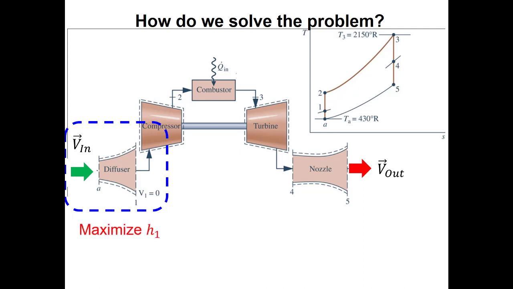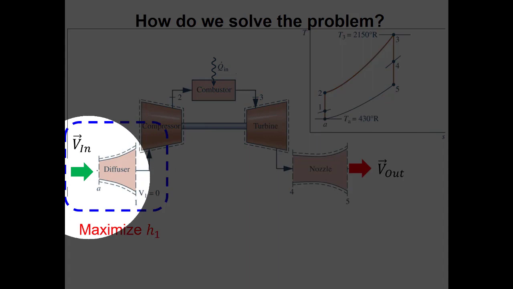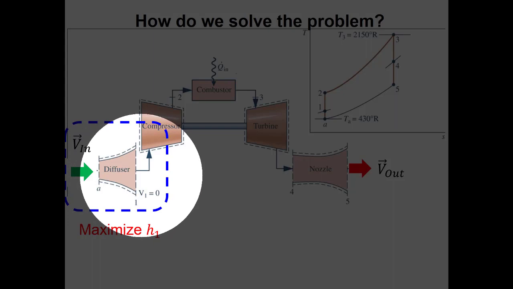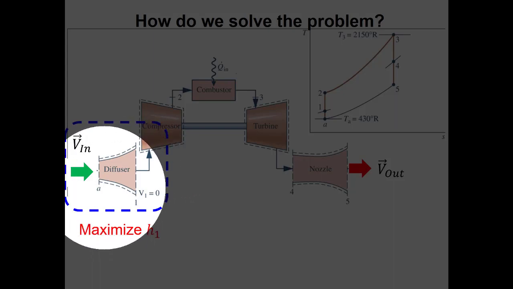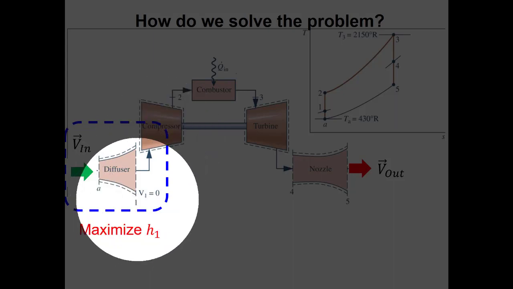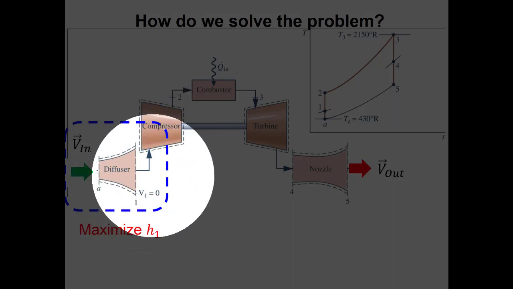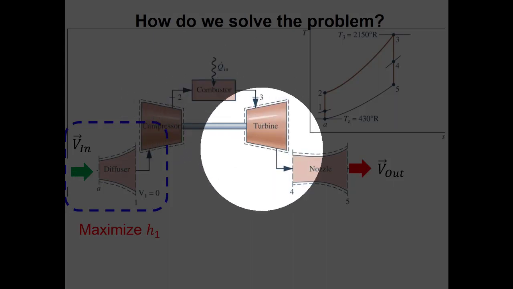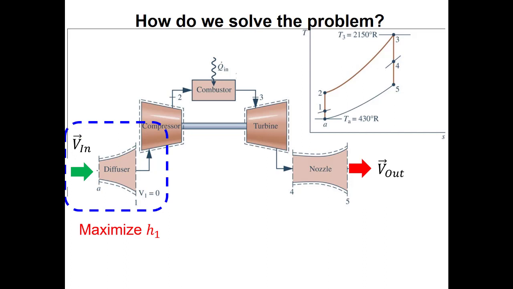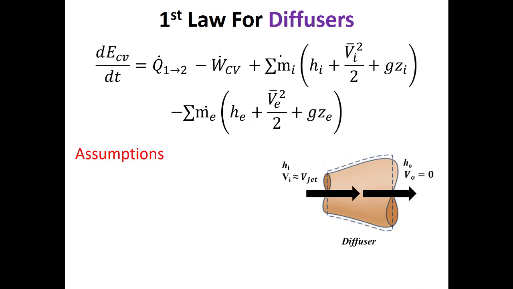So the purpose of the diffuser is to take as much of the kinetic energy as we can coming into the diffuser and turn that into enthalpy at state 1. Notice how the textbook denotes these different state points. It talks about the inlet of the diffuser as state A, and the outlet of the diffuser, which ends up being the inlet to the compressor, as state 1. I think that's because they want to preserve the same state numbers as we go through the Brayton cycle so that the inlet to the compressor is still state 1. Right? So the purpose of the diffuser is to maximize the enthalpy going into the compressor.